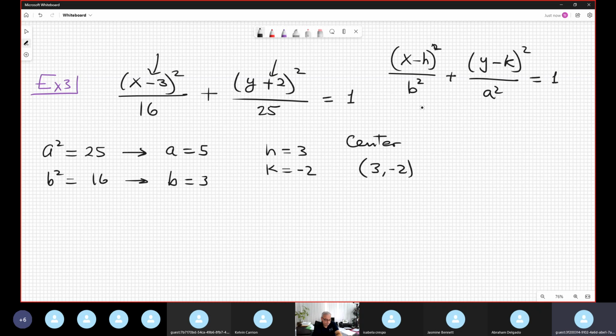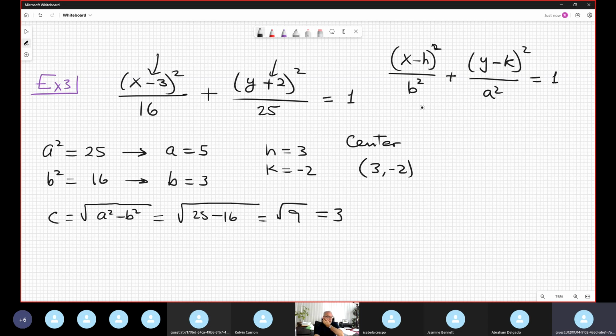I need to find only c. c is the square root of a squared minus b squared. Okay, the square root of 25 minus 16 is 9, so the answer is 3, no? Okay, so the focal distance is 3, no? But this focal distance is measured from the center.